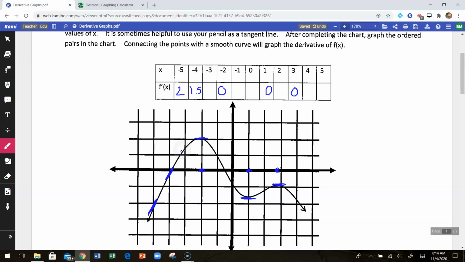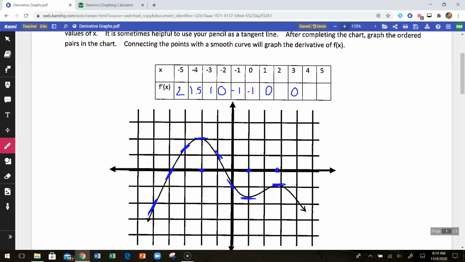At -3, this looks like about a slope of 1 if I were to extend that out, so I'm going to put 1 here. At -1, my slope here appears to be about -1. And at 0, the slope of my tangent is about the same as it was for -1, so I'm going to say -1 as well.